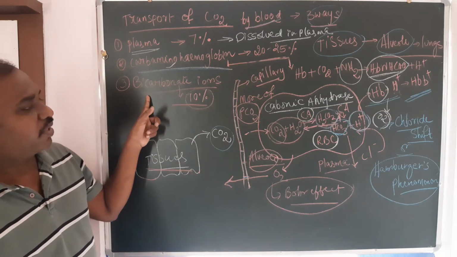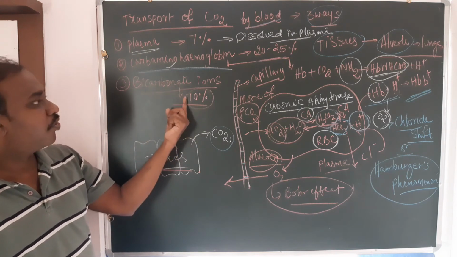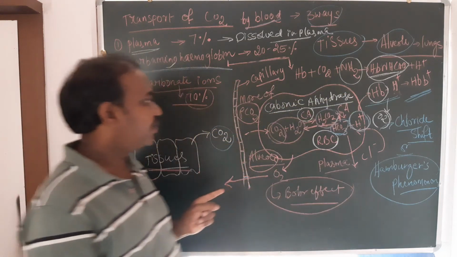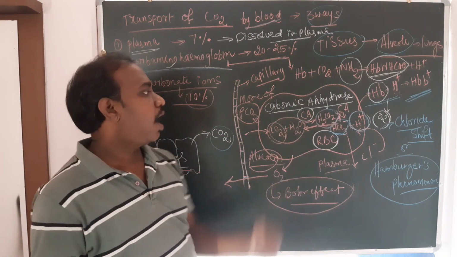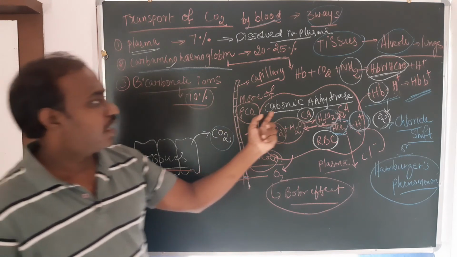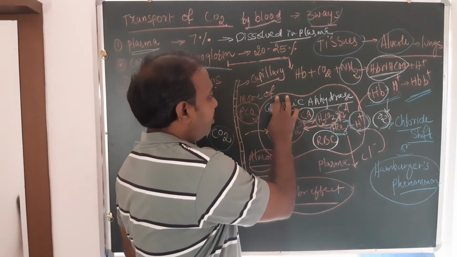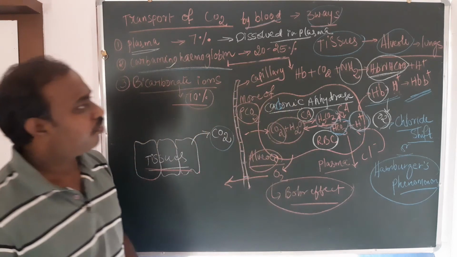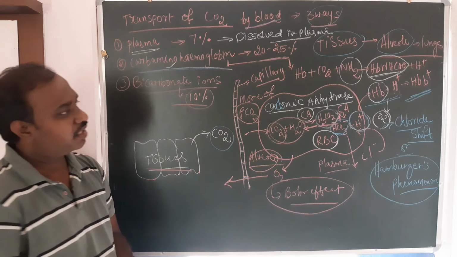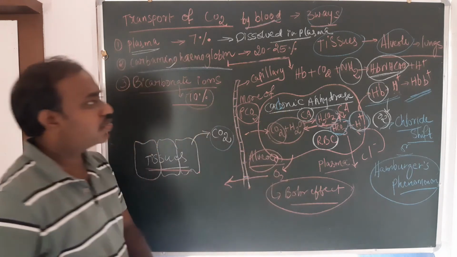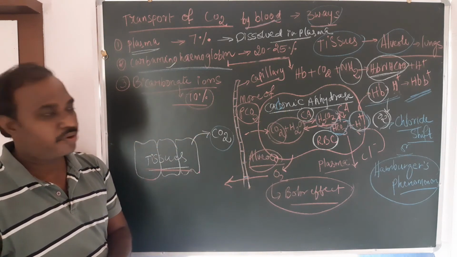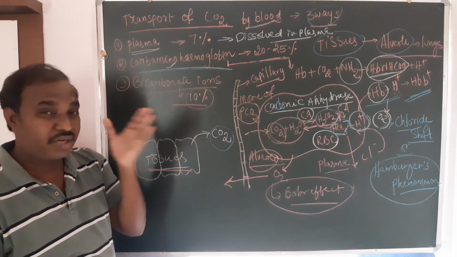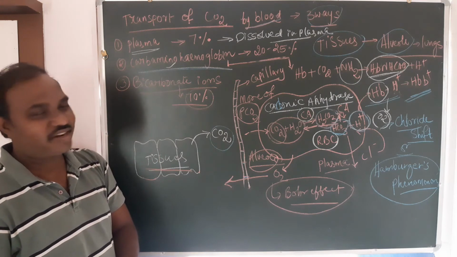And the majority of the carbon dioxide is transported as bicarbonate ions, where this formation of bicarbonate ions has taken place in the RBC. In the RBC, there is this important enzyme, carbonic anhydrase. Sorry for the mistake there. Extremely sorry for that.